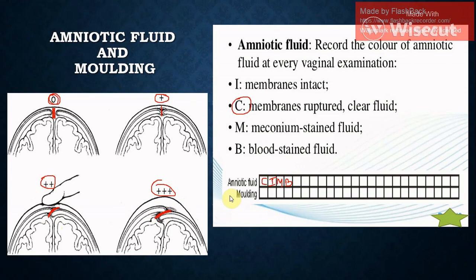Again, if the bones are not overlapping each other, they are separated and the sutures can be felt easily, we represent it with a 0 or an O. If the bones are touching each other but are not overlapping, we represent it with a plus. If the bones are slightly overlapping one another, we represent it with a plus plus or a double plus. When the bones are severely overlapping each other, we represent it with a triple plus or a plus plus plus.